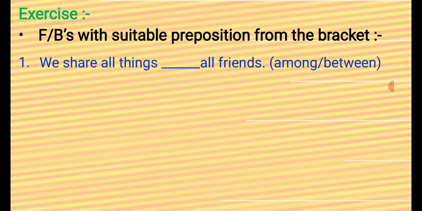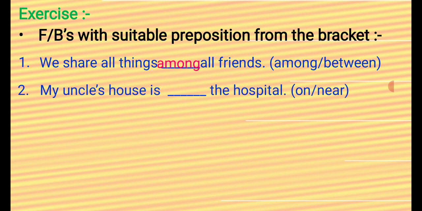First one is, we share all things dash all friends. The bracket has among and between. All friends means more than two friends, right? If a person is separating more than two persons or nouns, at that time we use among. So, the answer will be among. Understand? Let's move on.